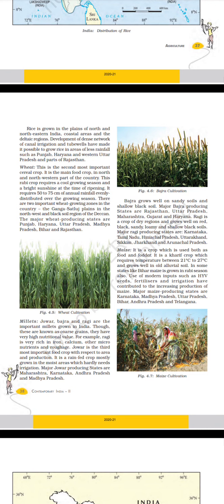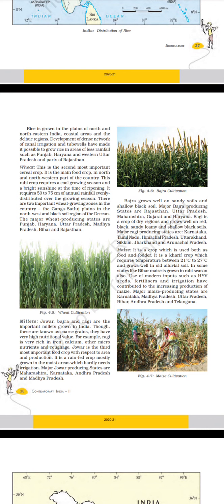Millets. Jowar, Bajra and Ragi are the important millets grown in India. Though these are known as coarse grains, they have very high nutritional value. For example, Ragi is very rich in iron, calcium, other micronutrients and roughage.